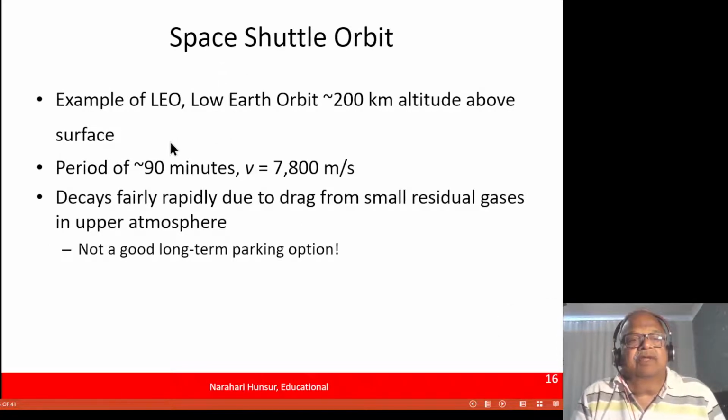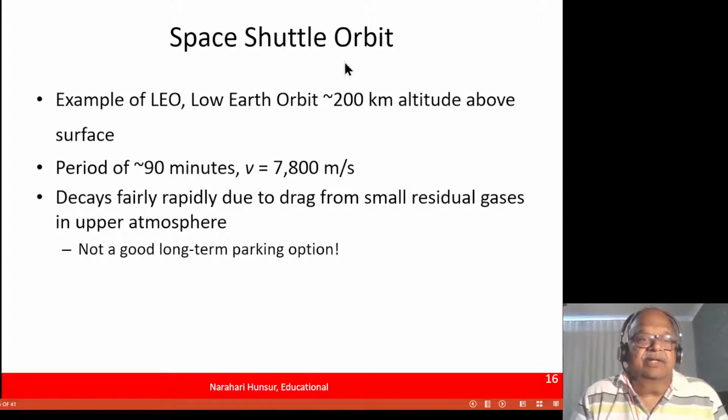The space shuttle is a very popular thing which most of us have seen and been fascinated by, which looks like an aircraft. It was launched into low Earth orbit, about 200 kilometers altitude above the surface of the Earth. It had a period of 90 minutes, meaning every 90 minutes it would go around the Earth, and its velocity was about 7.8 kilometers per second.